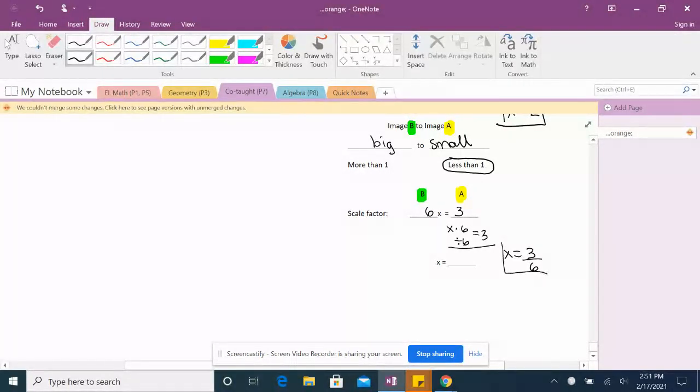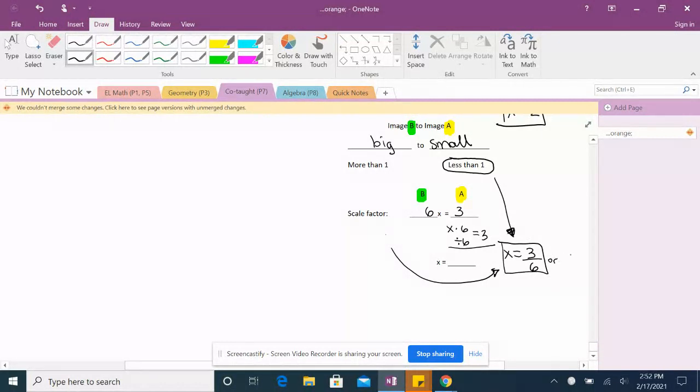So this is the scale factor. Este es el factor de escala, es 3 sobre 6. And the scale factor is less than 1. Y el factor de escala es menos que 1 porque vamos a una imagen más grande a más pequeño. The scale factor is less than 1 because we're going from a bigger image to a smaller image.